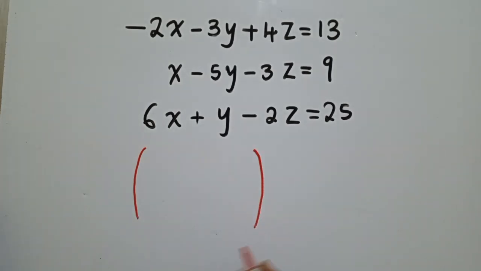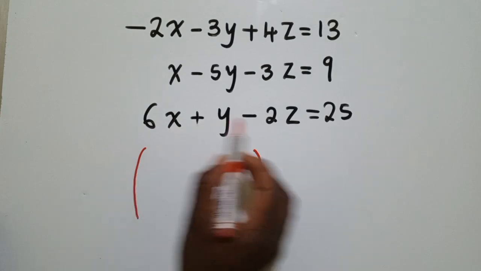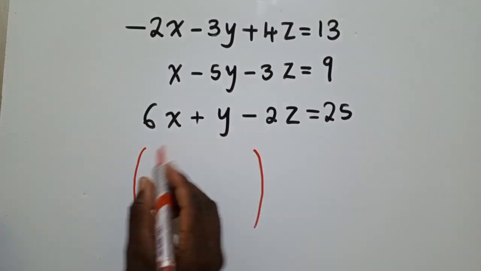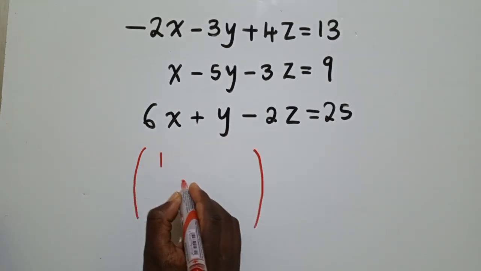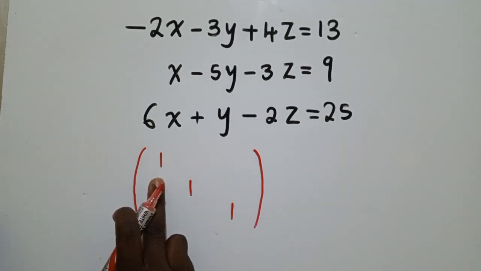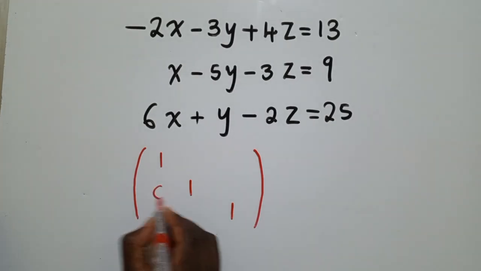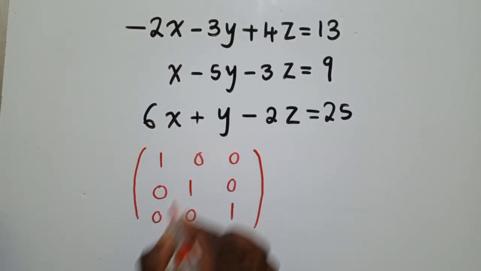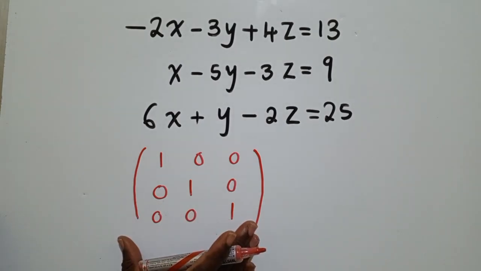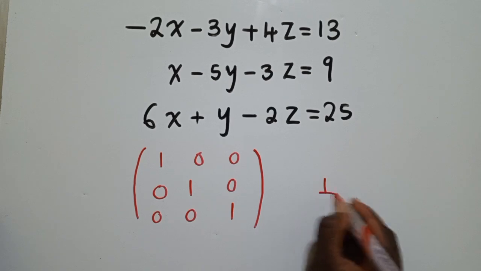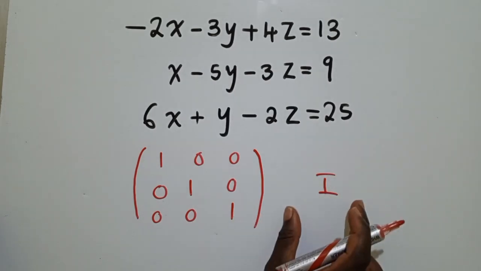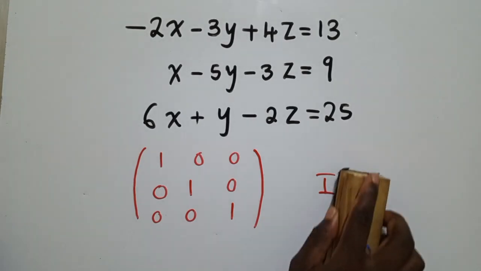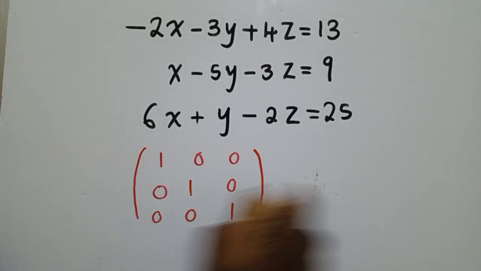For row reduction, we need to make sure that on this side of the equation, the x, y, and z side, we have something that looks like this. You see, this is 1, 1, 1, and here 0, 0, 0, 0, 0, 0. This is how it's supposed to be, and we call this the identity matrix, denoted using the letter I. Now let's form a matrix and try to reduce it to this form.